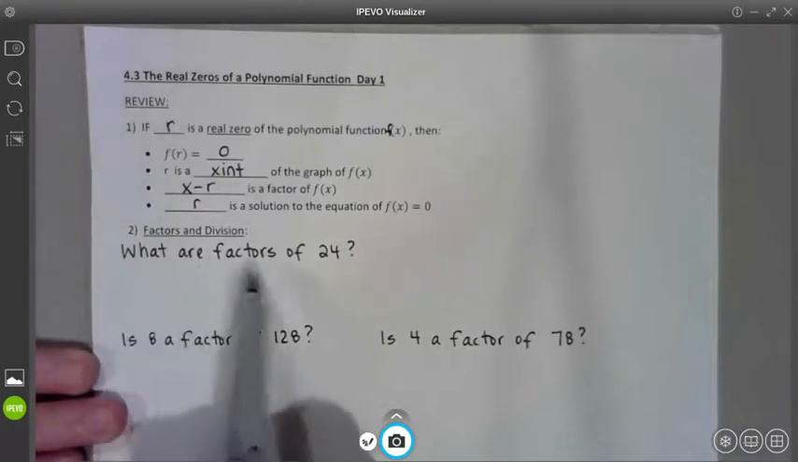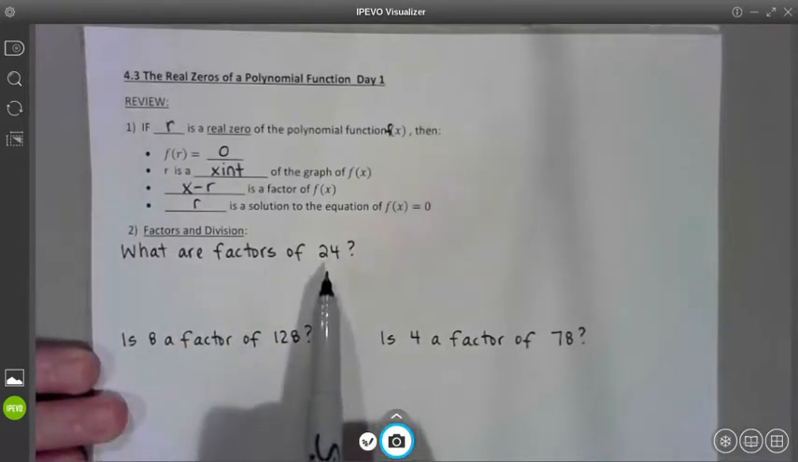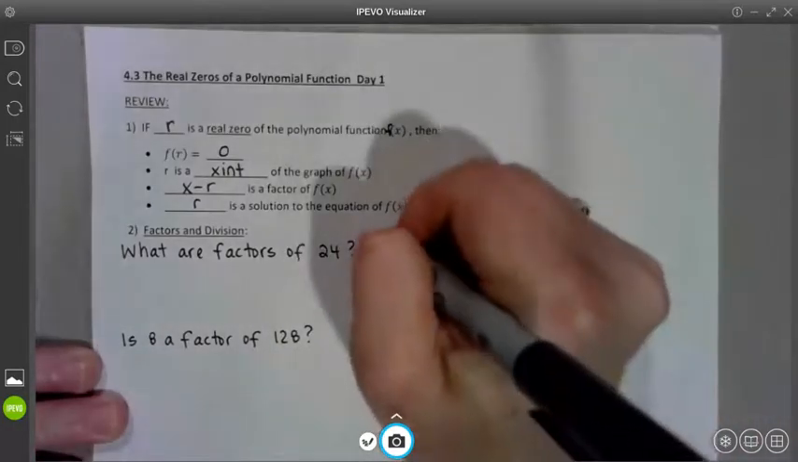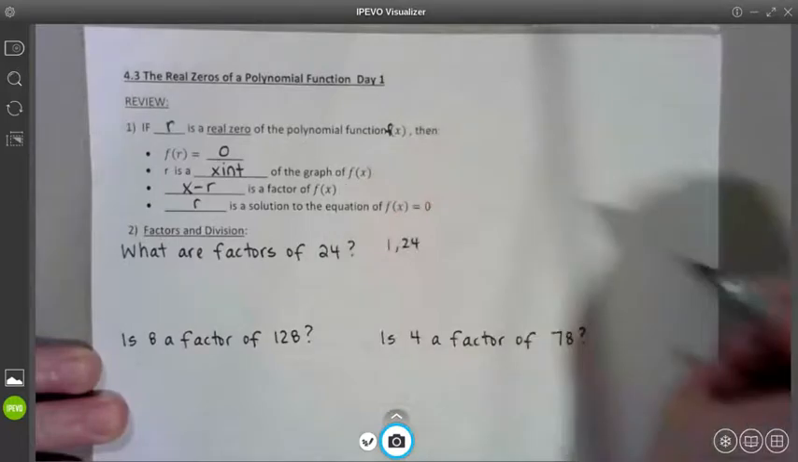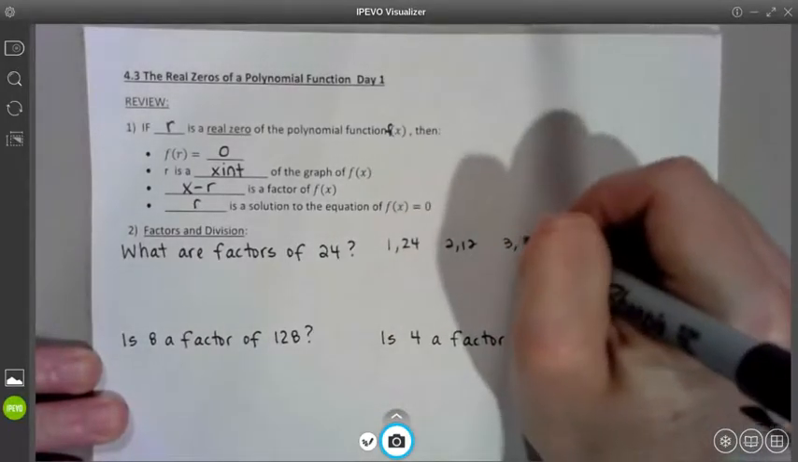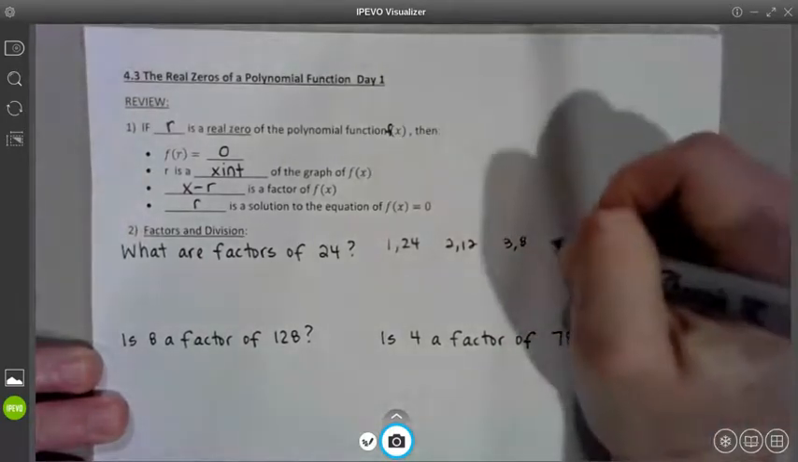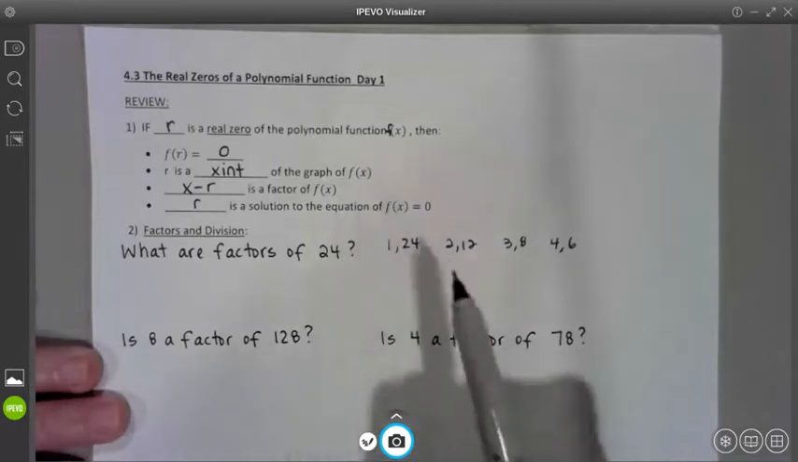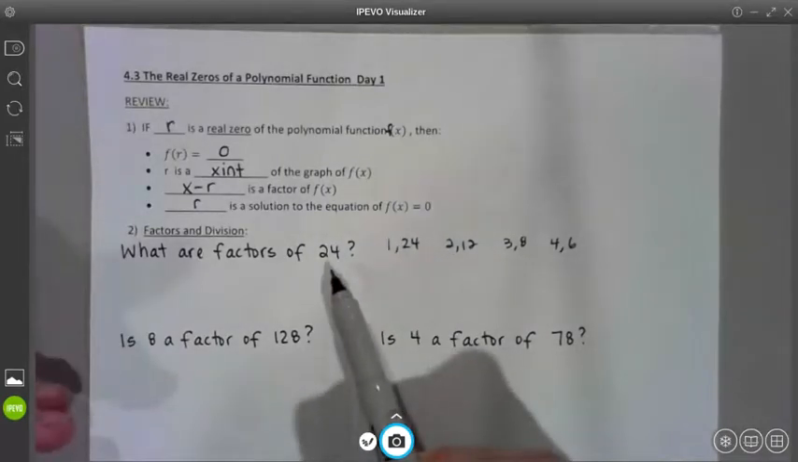What are factors of 24, if I asked you that, right? Well, factors of 24 would be 1 and 24, 2 and 12, 3 and 8, and 4 and 6, right? Why are these factors of 24? What do these pairs of numbers do? They multiply to 24, right? These are pieces that multiply to a product. All right, so those are what we call factors of 24.